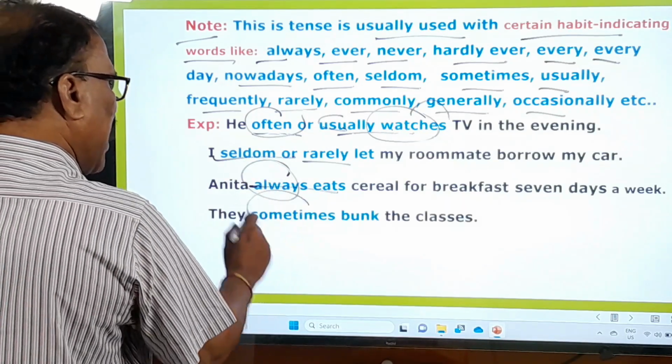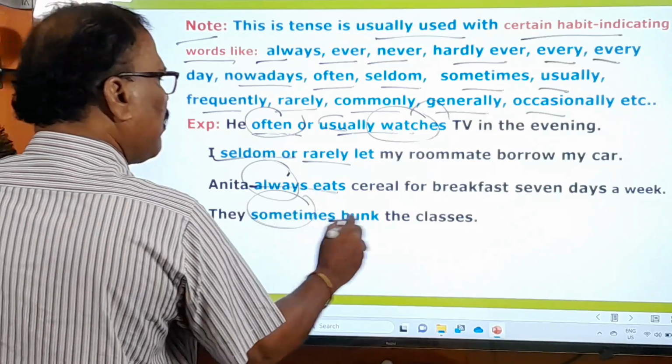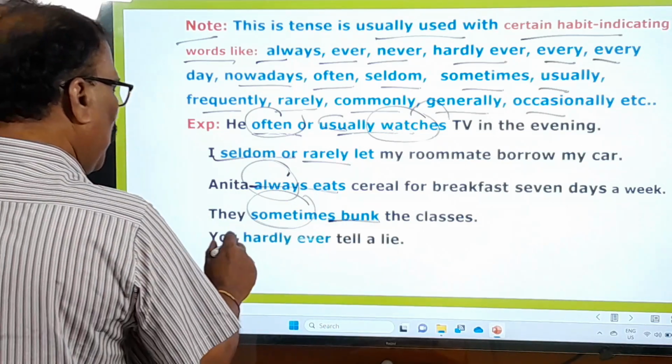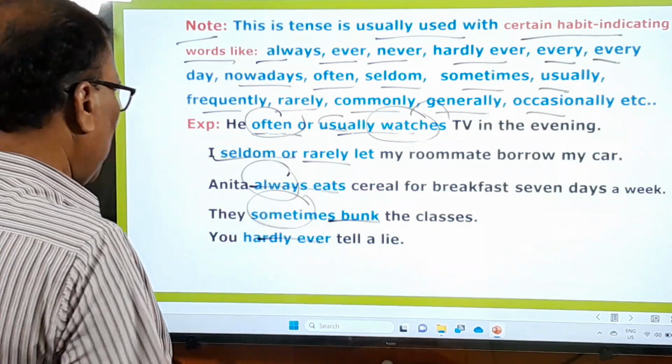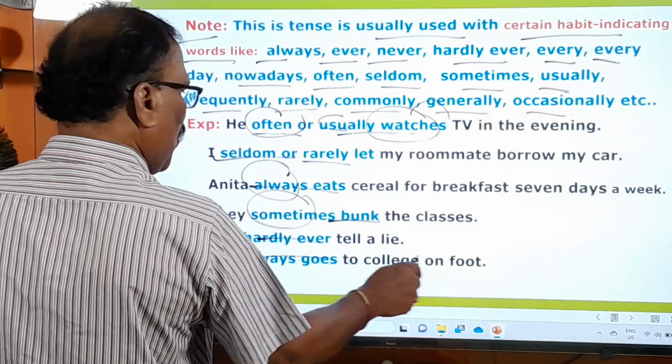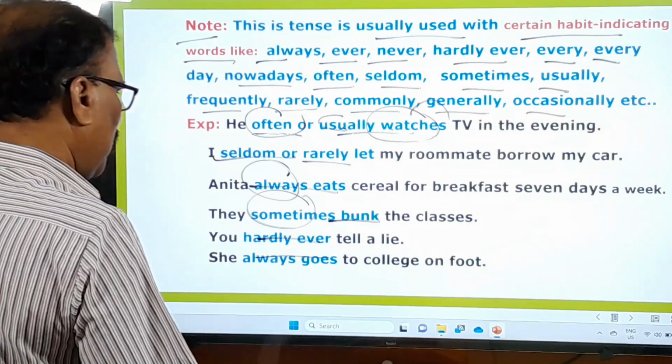Okay, and sometimes means కొన్నిసార్లు అంటే ఇట్స్ అలవాటు. దే సమ్టైమ్స్ బంక్ ద క్లాసెస్. ఓకే, అండ్ హియర్ యూ హార్డ్లీ ఎవర్ టెల్ ఏ లై. నువ్వు జనరల్గా ఎప్పుడు చెప్పు, జనరల్గా చెప్పండి ఇట్స్ అలవాటు అంతే. దట్స్ ఆల్. అండ్ హియర్ షీ ఆల్వేస్ గోస్ టు కాలేజ్ ఆన్ ఫుట్. ఆమె ఎల్లప్పుడూ కాలినడకన కాలేజీకి వెళ్తుంది. ఆన్ ఫుట్. ఇట్స్ అవర్ హ్యాబిట్.